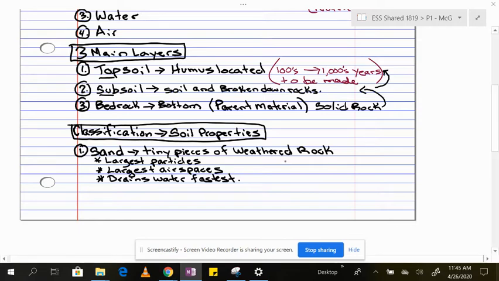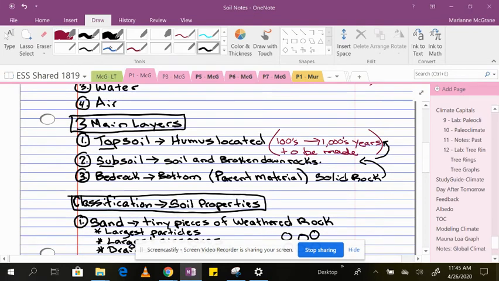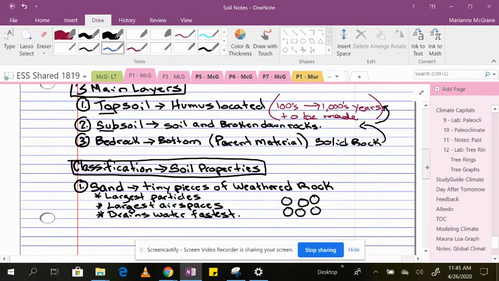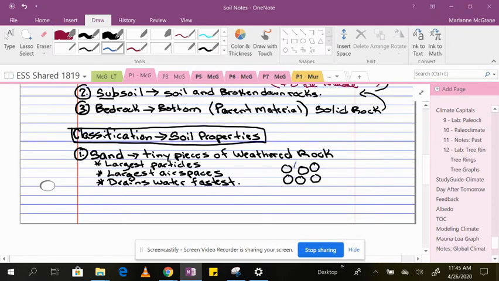So if we're thinking about this, we can see that our particles might be something like this. They're fairly spaced apart, and it allows for air, but it also allows for water to go ahead and pass right through. It does not hold on to water very well.